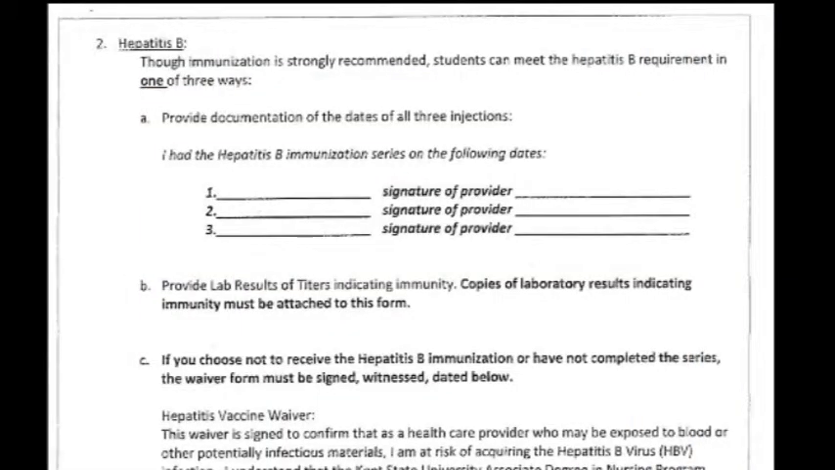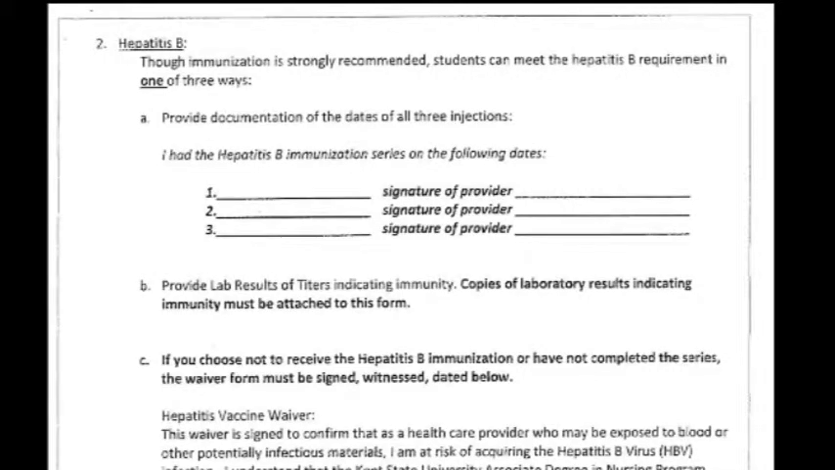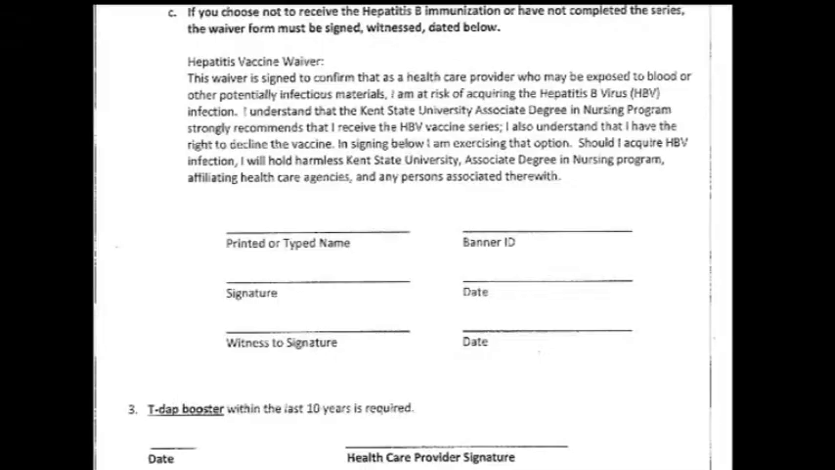Or you can have a hepatitis B titer drawn. If this is your choice, the laboratory report needs to be attached. Hopefully you are immune. If you're not immune, you can have the series of 3 injections, as we mentioned above, or you can choose C.